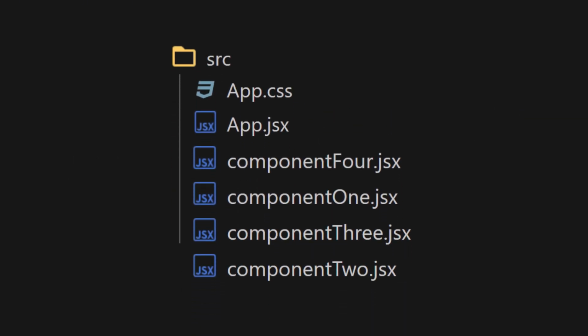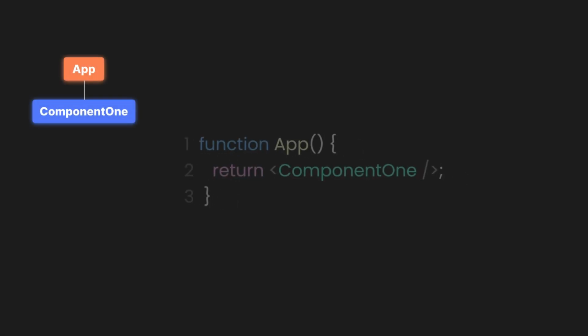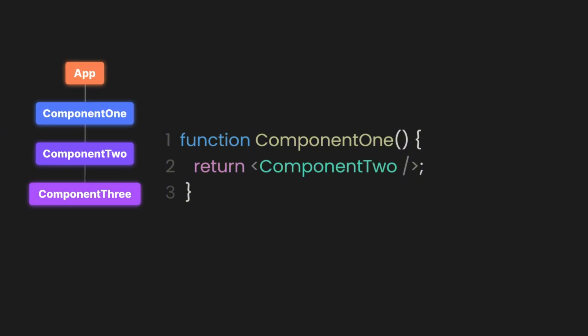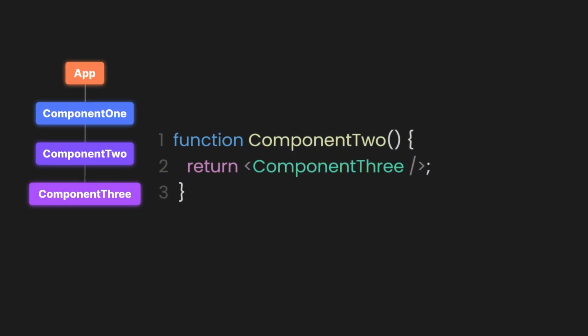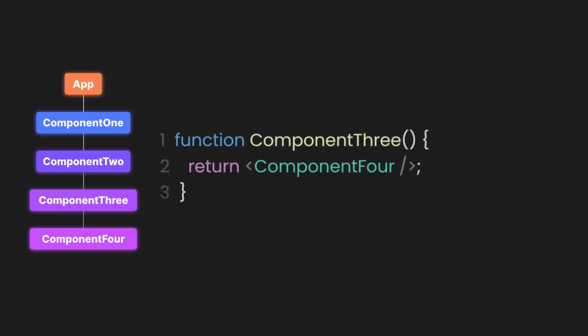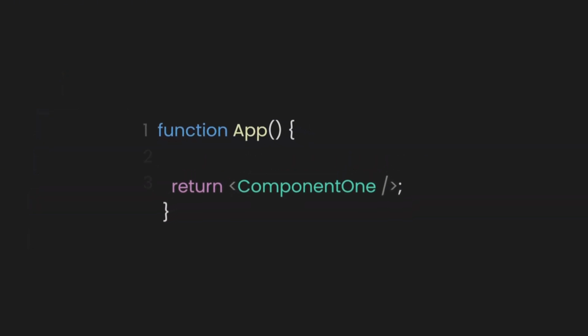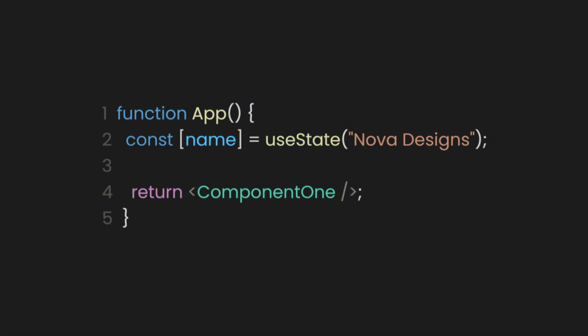Inside our folder, we have 4 components named Component 1, Component 2, Component 3, and Component 4. In our app, we place Component 1 inside, and inside Component 1, we place Component 2. Inside Component 2, we place Component 3, and finally, inside Component 3, we place Component 4. Now, inside the app, we create a state called name with the value of novadesigns. So first, we want to display the name inside Component 1.